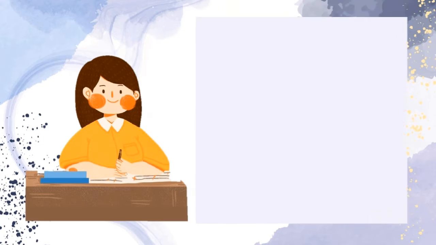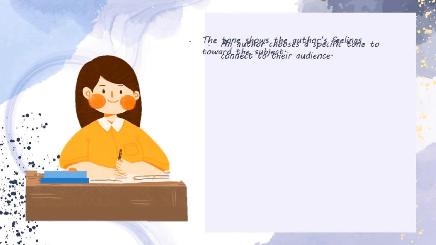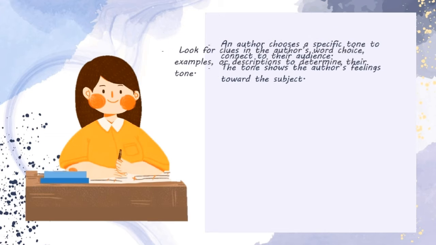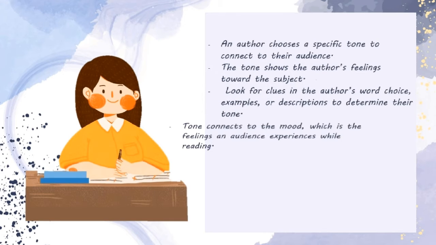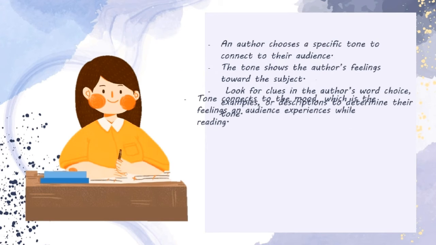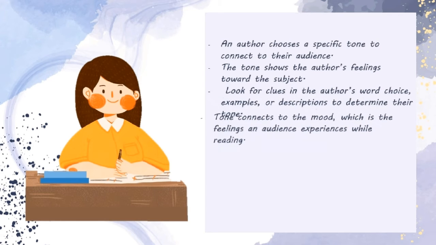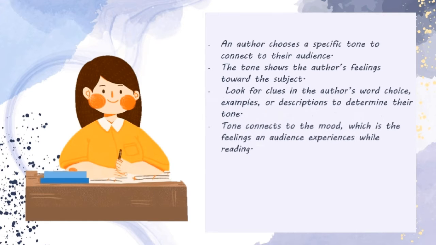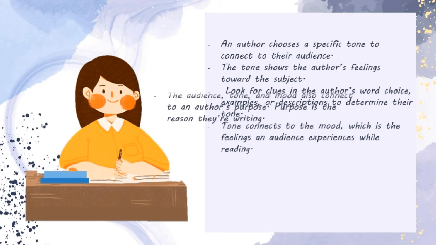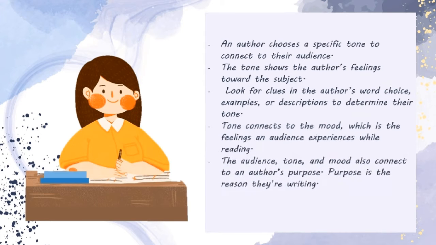So, there are the important points. An author chooses a specific tone to connect to their audience. The tone shows the author's feelings toward the subject. Look for clues in the author's word choice, examples, or descriptions to determine their tone. Tone connects to the mood, which is feelings an audience experiences while reading. And the last one, the audience, tone, and mood also connect to an author's purpose. Purpose is the reason they're writing.